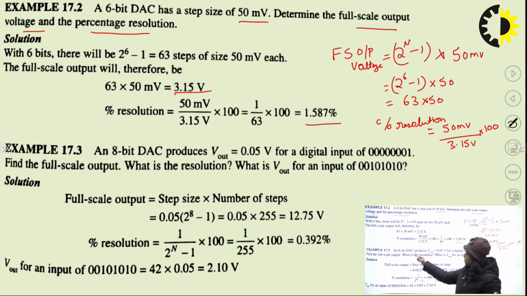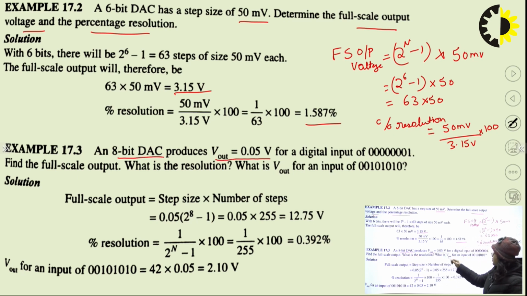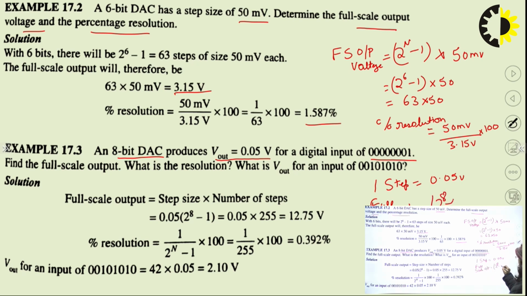We will take one more example of an 8-bit DAC. Output voltage is given as 0.05 volt for digital input 1. We can see that it's 1, so it's one step size for 0 to 1, that is 1 step size is equal to 0.05 volt. Find the full scale output. So, the full scale output will be 2 to the power 8 minus 1 multiplied by 0.05. So, 2 to the power 8, that is 256, minus 1, which is 255, multiplied by 0.05, which comes out to be 12.75 volt. And the percentage resolution will be step size divided by full scale value multiplied by 100.